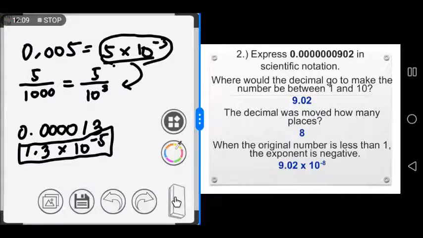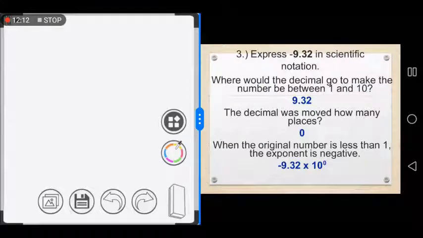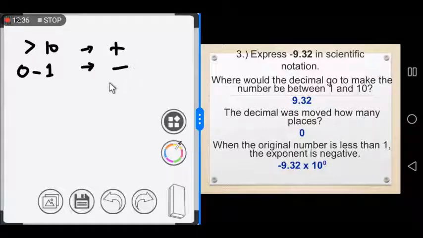Okay, so let's proceed with the last example. No po? So, review tayo ng rule. Yung first rule natin, kapag greater than 10 ang original number, your exponent is positive. Kapag ang number is between 0 to 1, your exponent is negative. Okay? And then, kapag naman ang given mong number is in between 1 and 10, your exponent is 0.